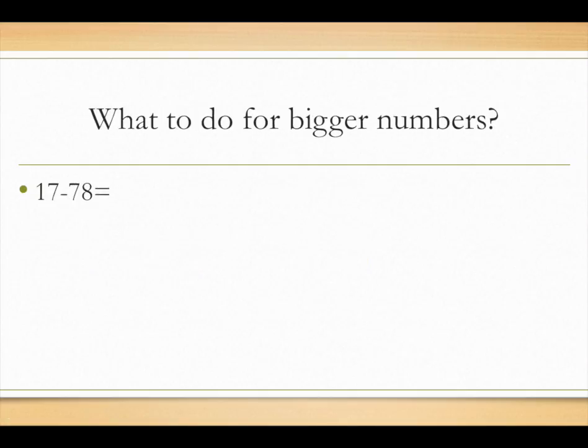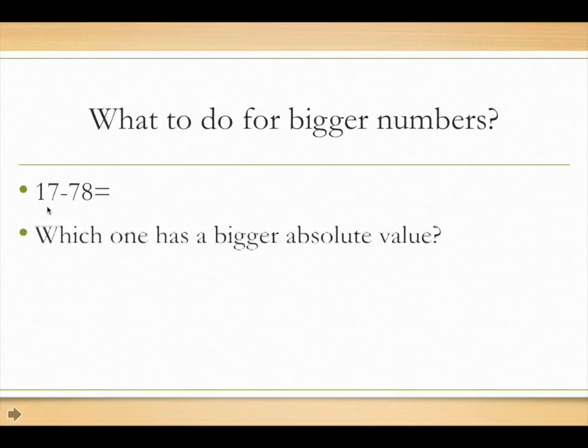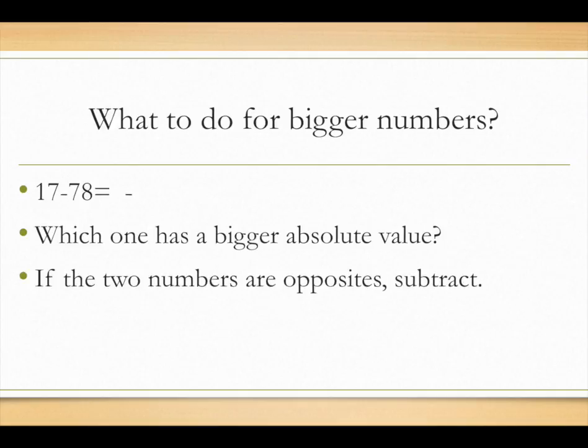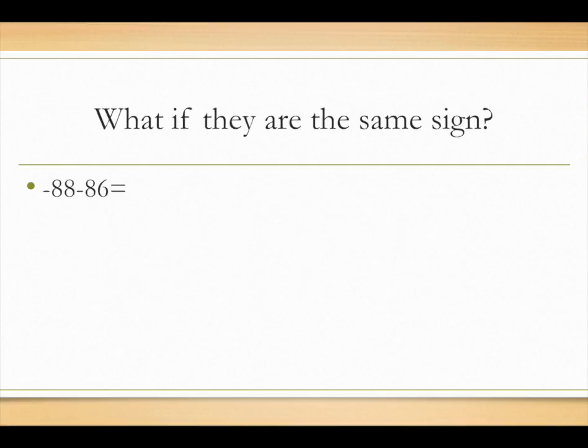Now, what do you do for bigger numbers? It's the same process you do when you add. So figure out which one has the bigger absolute value. 17, and you look at this negative 78. The negative attaches to this whole thing. So which one of those has a bigger absolute value? It's the negative 78. And since it was negative, our final answer will be negative. Now, you just subtract the 2 numbers since they are opposites. 78 minus 17 gives you negative 61.